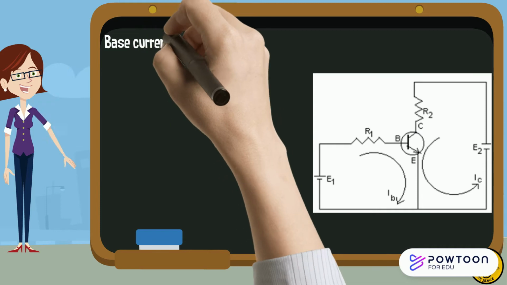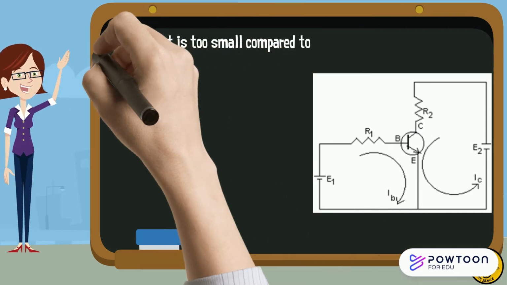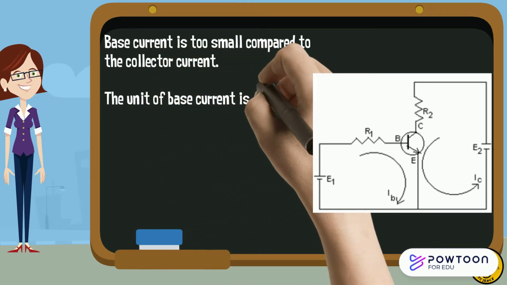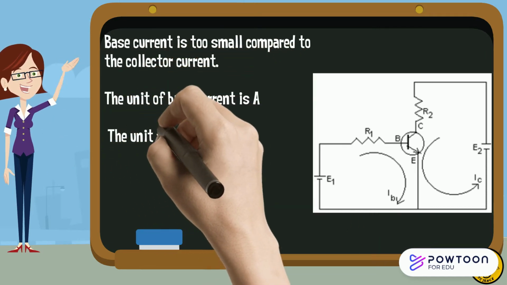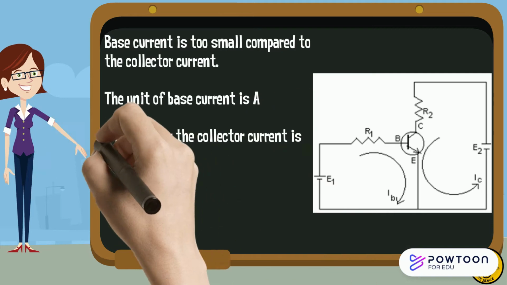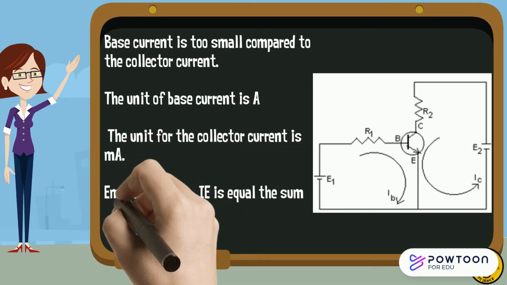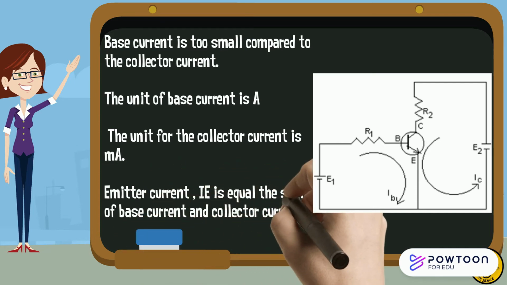The base current is very small compared to the collector current. The unit of base current is microampere, while the unit of the collector current is milliampere. Emitter current, IE, is equal to the sum of base current and collector current. IE is equal to IB plus IC.